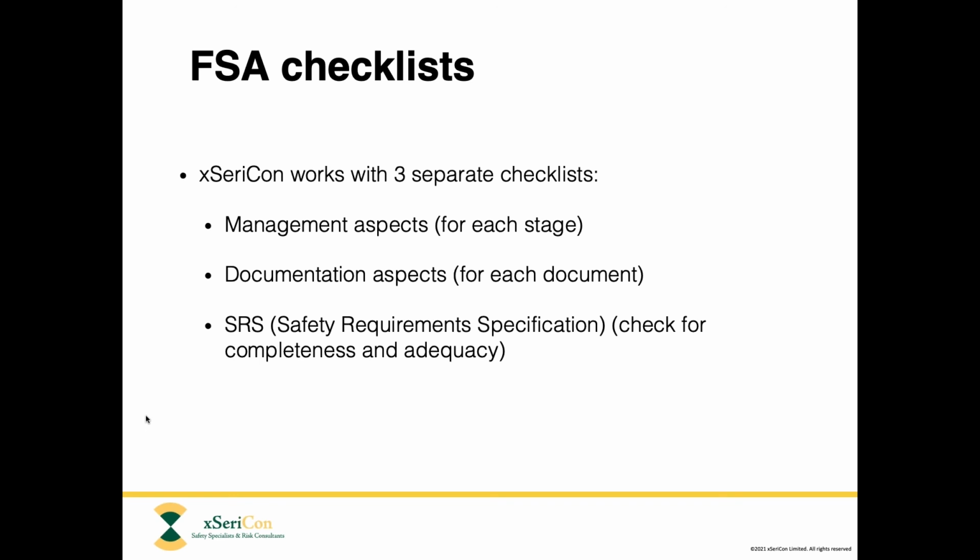So normally we will assess the preliminary SRS at FSA stage 2, only looking at maybe 5 to 10 out of all the 29 requirements for the SRS that are listed in the standard. And then when we come to FSA stage 3, we will review the entire SRS and check all 29 requirements.